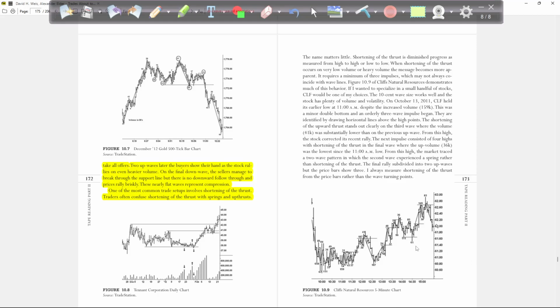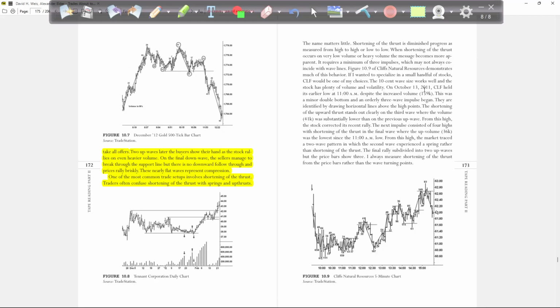Figure 10.9 of Cliffs Natural Resources demonstrates much of this behavior. If I wanted to specialize in a small handful of stocks, CLF would be one of my choices. The 10-cent wave size works well and the stock has plenty of volume and volatility. On October 13, 2011, CLF held its earlier low at 11 a.m. Despite the increased volume of 159K, this was a minor double bottom and an orderly three wave impulse began.